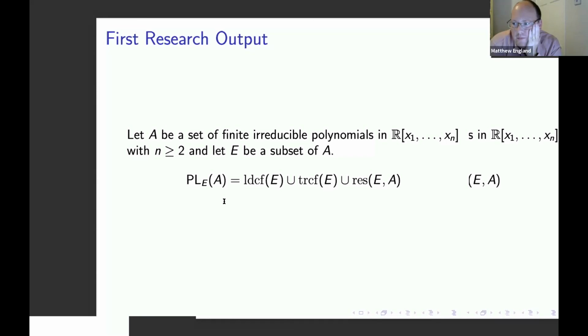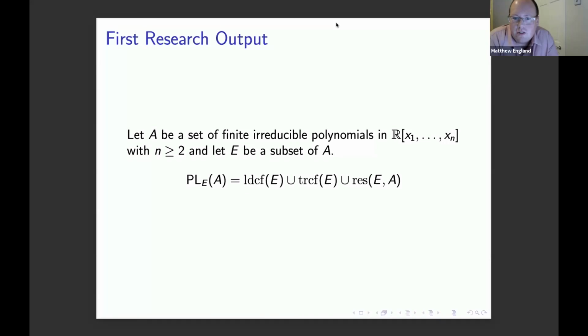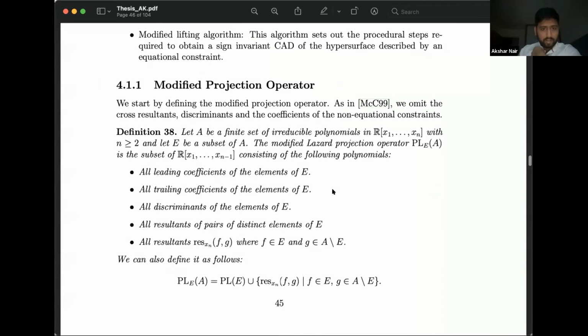But what about the discriminant of the equational constraints? Yes, but not of the non-equational. So that is different to McCallum then. So McCallum 2001 needed all of the discriminants. That's right. And just one sec. Sorry, if that's the case, it's a better generalization. I mean, not just that you've done it, but you've done it using less projection. Okay, so that is the equivalent of McCallum 99. Okay, so that's analogous.